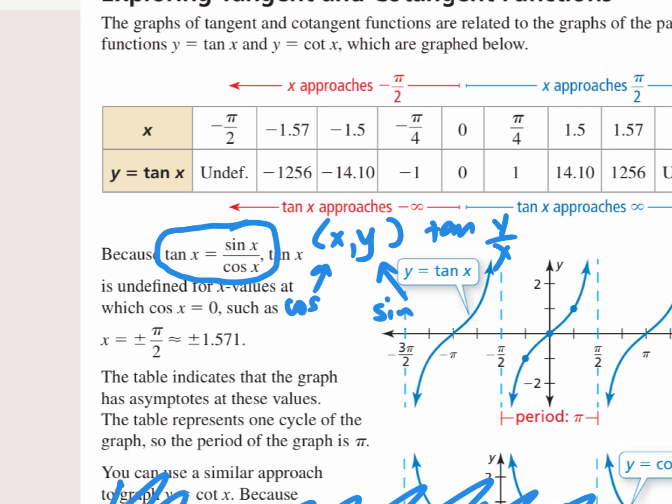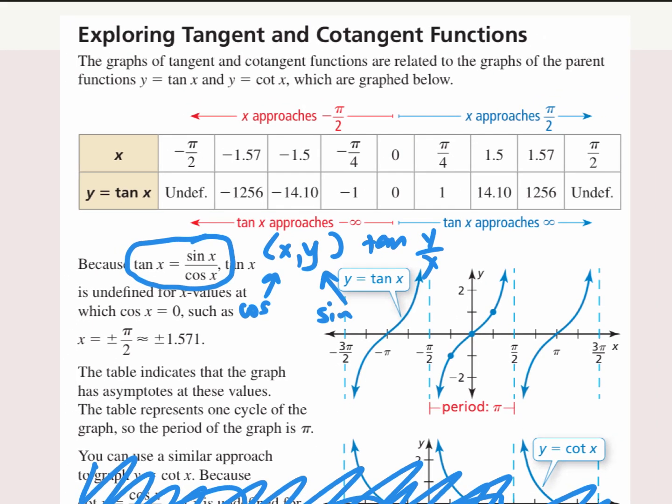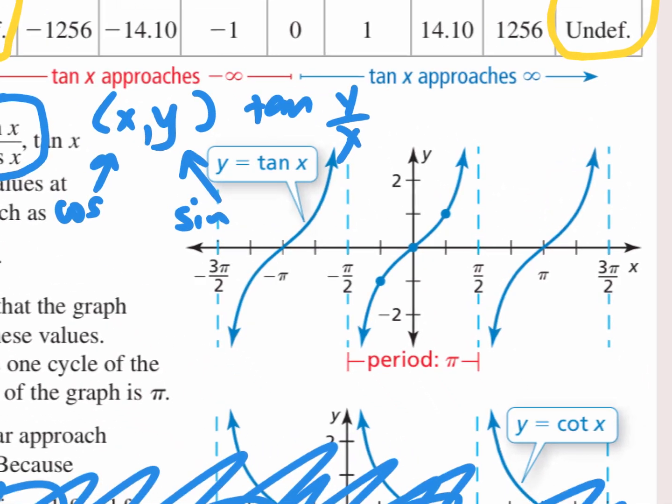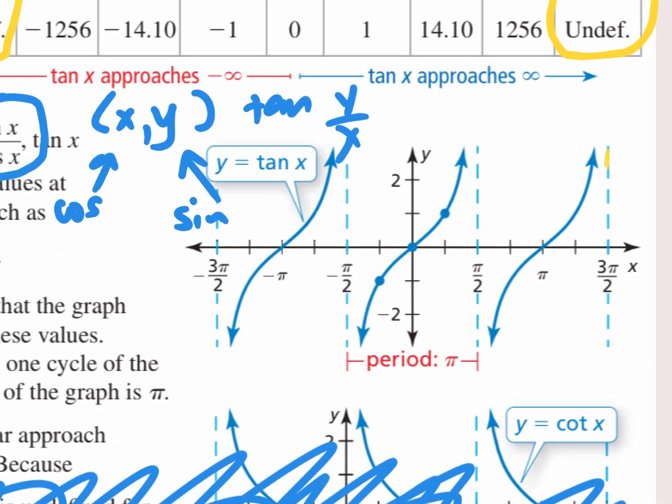But what I want you to look at from this graph here, in our parent function, what's happening at negative pi over 2 and positive pi over 2? They're undefined. What that means is the graph does not exist at that point. What does that mean for a denominator if something is undefined? Denominator 0. So when we graph, we're going to first find the asymptotes.